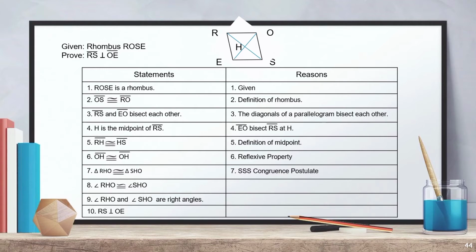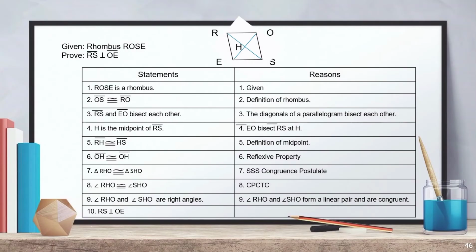So let's have statement number 8. Angle RHO is congruent to angle SHO. Reason, corresponding parts of congruent triangles are congruent, or CPCTC. Now statement number 9, we have here angle RHO and angle SHO are right angles. Reason, angle RHO and angle SHO form a linear pair and are congruent.